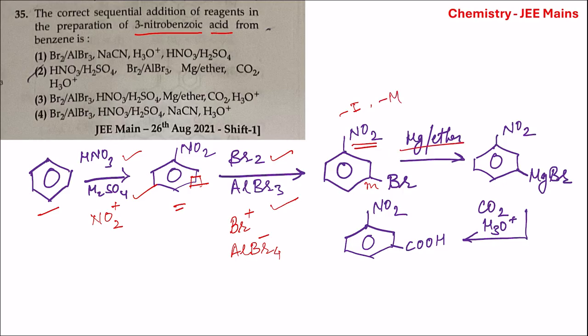Then in the presence of magnesium and ether, this compound is formed, and this compound on treatment with CO2 and H3O plus, this MgBr group changes to COOH group and the final product is 3-nitrobenzoic acid. Now out of NO2 and COOH, the COOH group will be given priority and the main compound will be benzoic acid. So this is 1, 2, 3, 3-nitrobenzoic acid. So the correct option is option 2.